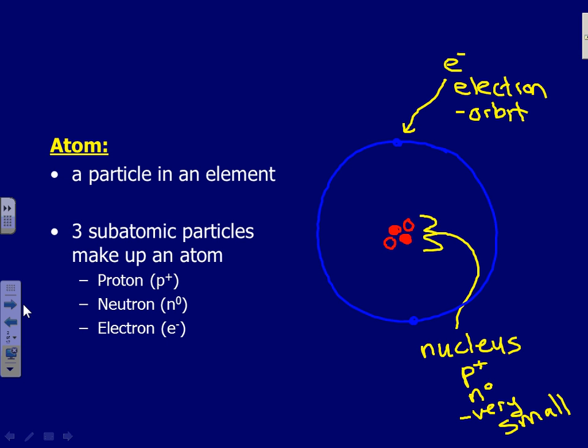Yeah, that's correct. This is a representation of a helium atom, right? Because that number right there is the atomic number. We're going to talk about that in a moment. And what does that atomic number tell us about the atom? It's how many electrons, if the atom is neutral, if it's not a charged atom.